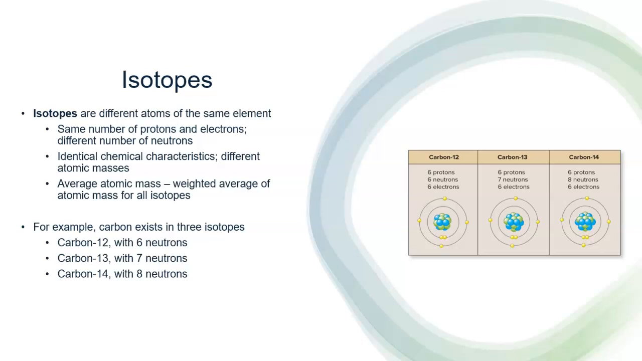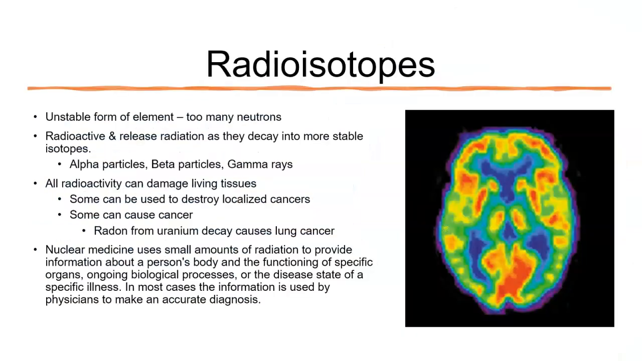Now, some of our isotopes are referred to as radioisotopes. They're unstable forms of isotopes because their nuclei contain an excessive number of neutrons. These isotopes have a property that's known as radioactivity, and they release radiation as they decay or break down into a more stable isotope.